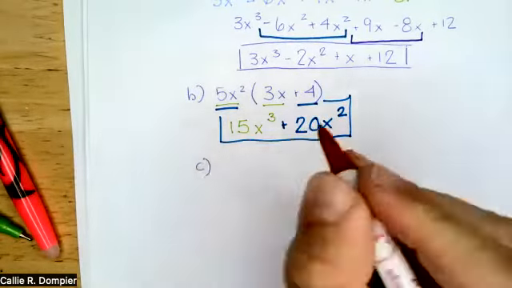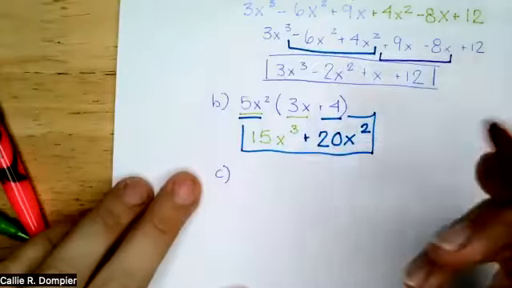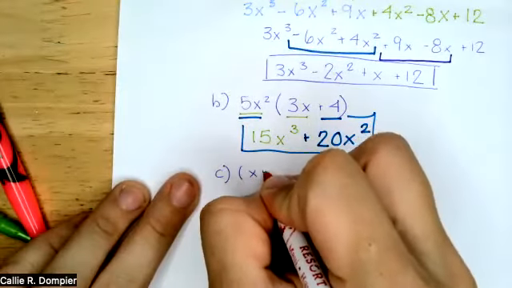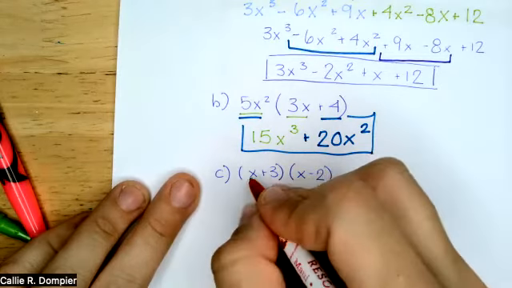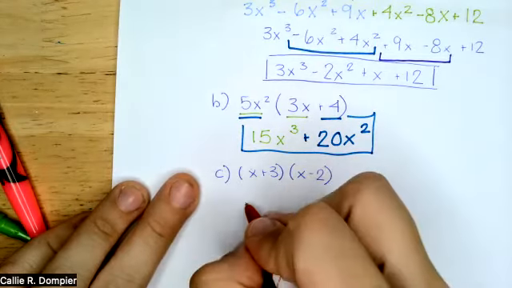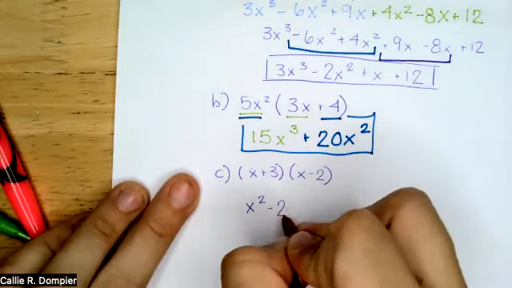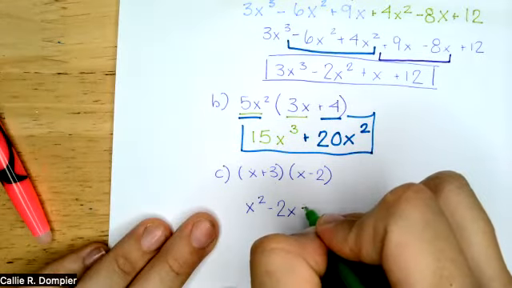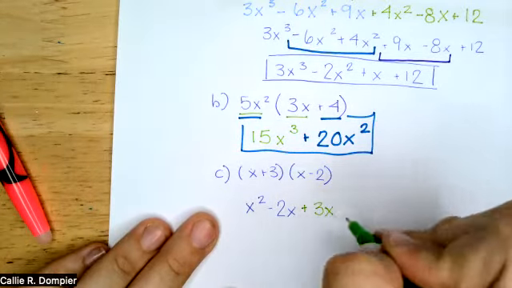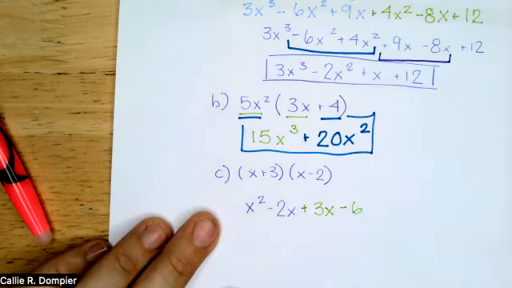C, sorry, I called A foiling because I thought that that second polynomial had 2 terms, but it had 3. This one's actual foiling. X plus 3 quantity times quantity x minus 2. X times x is x squared. X times negative 2, negative 2x. Now on to the 3. 3 times x is a 3x. They're both positive, so I'm going to add it. 3 times negative 2 is a negative 6.